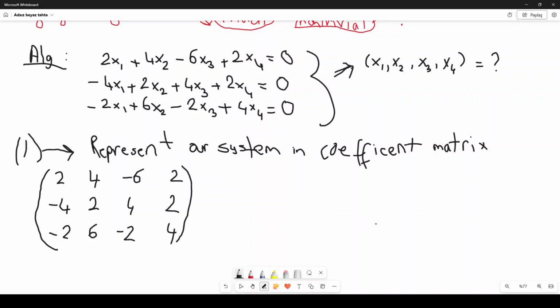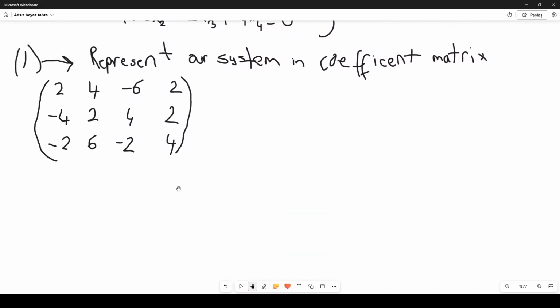So to solve a homogeneous system, the first thing we need to do is represent our system in the coefficient matrix form. And let's get to the second step. Here's the second step. By the way, let's give a name to the matrix we just wrote above. Let's say A, okay? Let the matrix be A. Just give a name, okay?